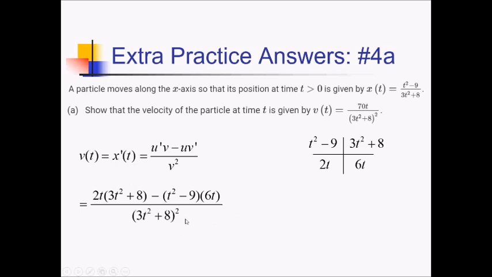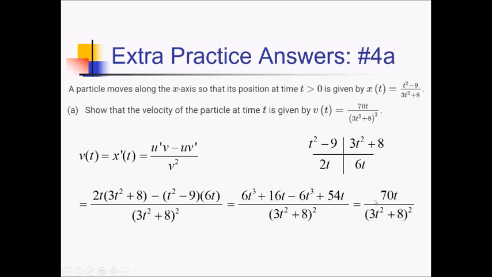And let's see, I need to simplify this so that I get 70t. So I can do that if I just multiply things out and distribute. So I've got 6t cubed plus 16t. And then over here, this is going to be negative 6t cubed. And then I've got a minus times 9 and a 6, so that's going to be plus 54t. The positive 6t cubed and the negative 6t cubed are going to cancel. And also, 16t plus 54t is going to be 70t. So there we are.